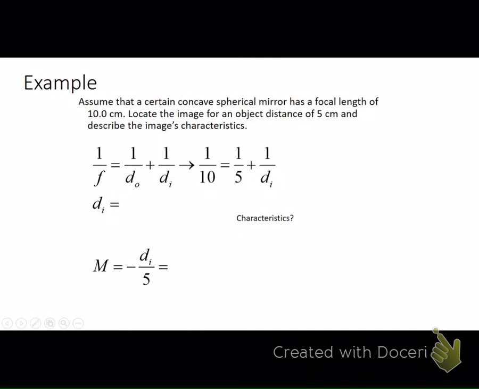One more example, and then we're going to shut this particular lesson down. Assume a certain concave spherical mirror has a focal length of 10. Locate the image for an object distance of 5 and describe the image's characteristics. So why don't you hit pause, try this out, use the equation, see what you get, and then give me real or virtual, upright or inverted, or smaller or larger.